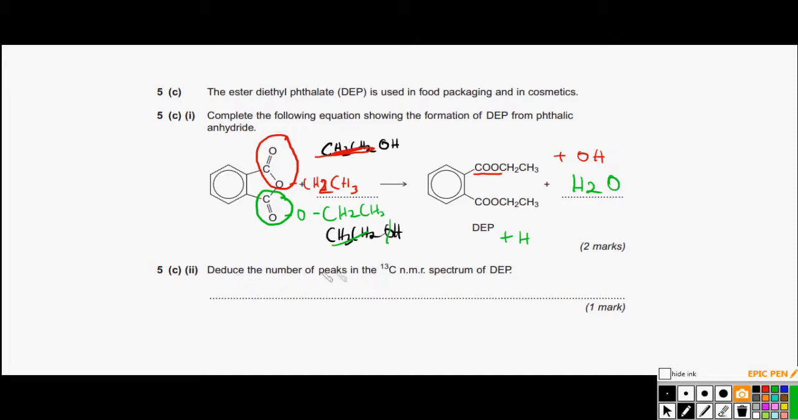So the next question is asking to deduce the number of peaks in the carbon-13 spectrum of DEP. So whenever you see a compound like this, look for a line of symmetry. We have one down here, that is our line of symmetry, and then count the number of carbons on one side of it. So we've got 1 there, 1 there, 1 there, 1 here, 1 here, and 1 here. So there are 1, 2, 3, 4, 5, 6 on this side, and due to the symmetry, this carbon's going to be in the same environment as this carbon, this one's going to be in the same environment as this carbon, and so on. So there's going to be 6 peaks in the carbon-13 NMR spectrum of DEP.